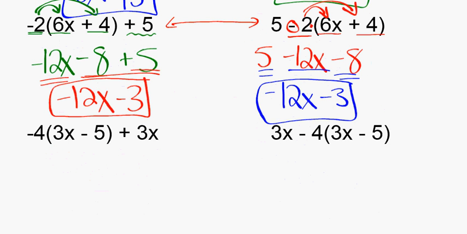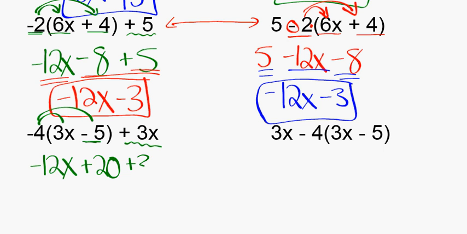So let's do this once more with a negative out in front. Negative 4 times 3x is negative 12x. Negative 4 times another negative gives us a positive 20. And don't forget about your plus 3x.